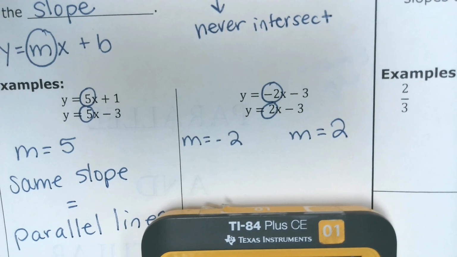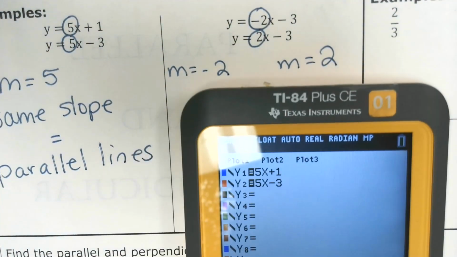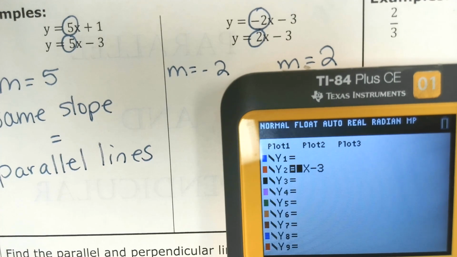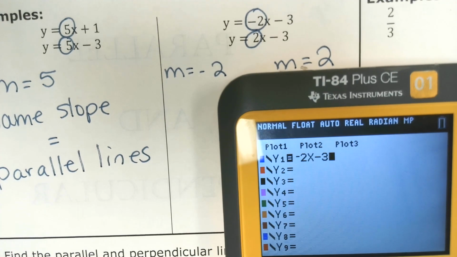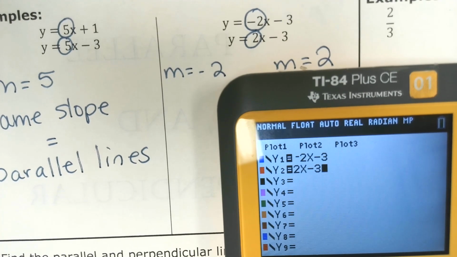Let's find out. So go back to y equals. Clear out what you have. So hit clear and then go down on y2 and hit clear. And let's put in the first one. Make sure you use the negative symbol, which is right below the 3. -2x minus 3. And then the other one, 2x minus 3. They have the same exact y-intercept. So if you have the same exact y-intercept, that's where you're going to touch. Okay. Do you have these in? Hit graph.